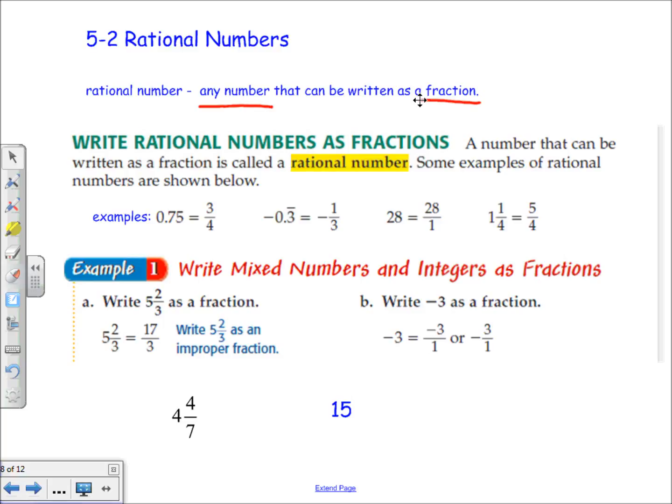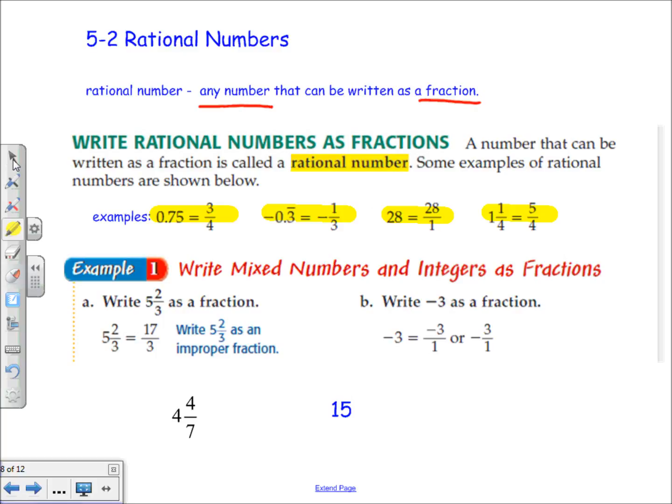A couple examples of rational numbers are 0.75. It's a decimal, and it can be written as 3/4. Everybody knows 75 cents is 3/4 of a dollar. So you can see how that decimal can be written as a fraction. Negative 0.3 repeating can be written as -1/3. 28, any whole number, can be written as a fraction, 28/1. Or 1 1/4, any mixed number can be written as a fraction, 5/4.